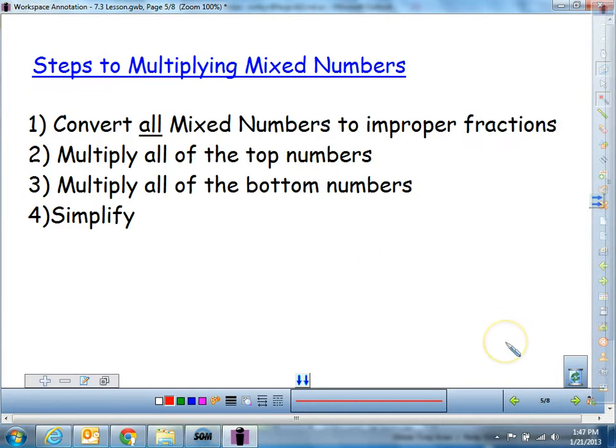Good job. So here's our steps. You need to write these down. The first thing you need to do before you can start multiplying is to convert all mixed numbers to improper fractions. After that, I just multiply the top numbers, multiply the bottom numbers, and simplify. The only other piece in here is if you want to simplify before you multiply. I'll even abbreviate. Simplify before multiply. All right, so here are your steps to remember that you need to get in your notes about multiplying mixed numbers.